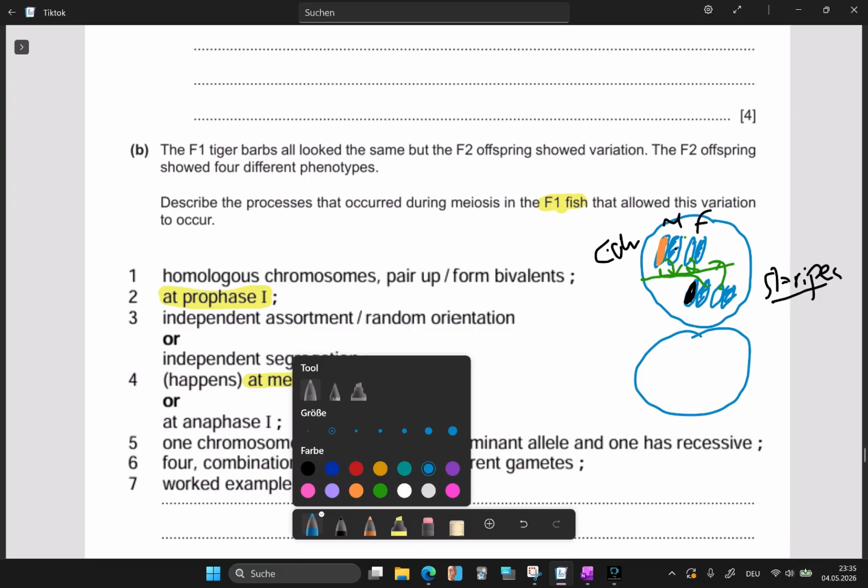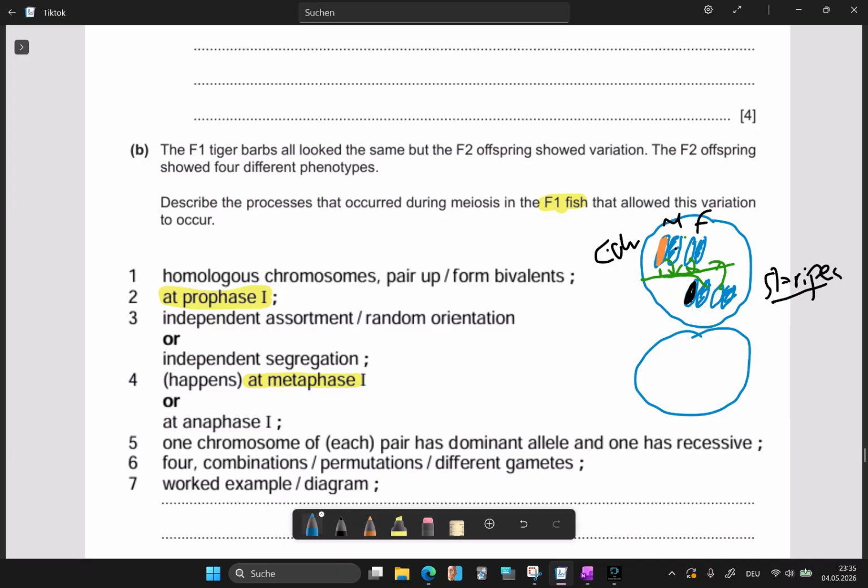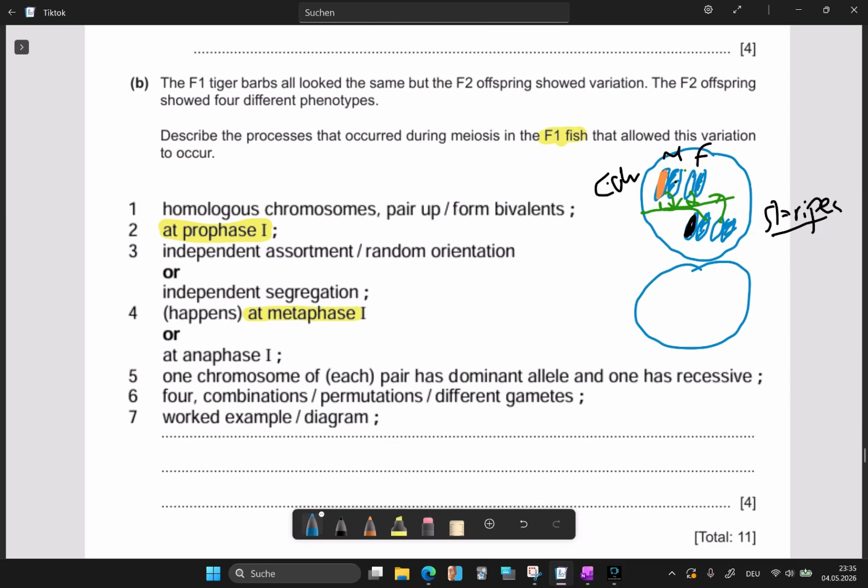So this black stripe can go with the transparent gene, and the white stripes can go with the gold gene. So we can have different mixes that weren't originally in the parents. So during anaphase, the homologous chromosomes separate, and they can have different combinations. Okay, so this is how variation occurs because of independent assortment. Of course, here adding crossing over will not make you lose marks. You can still add it, so it's kind of a memorized answer.